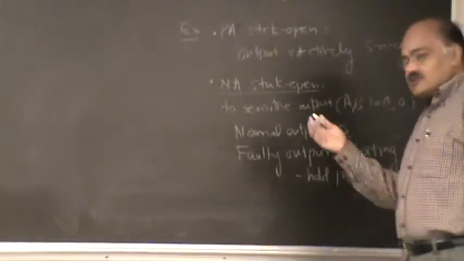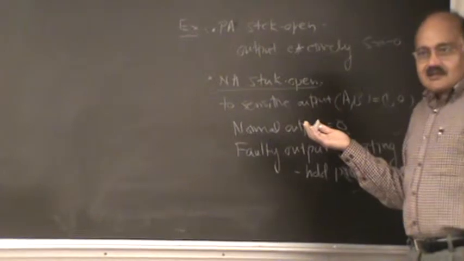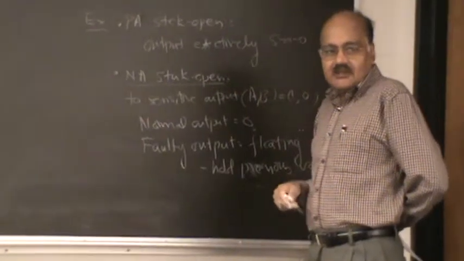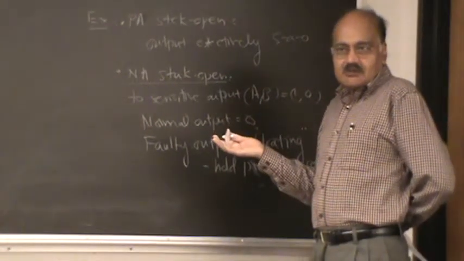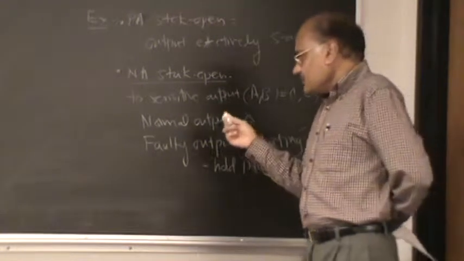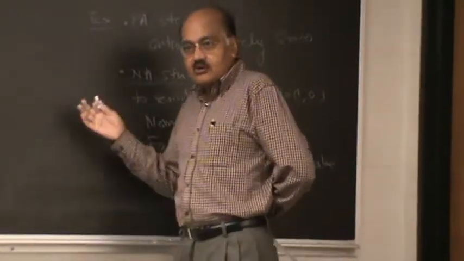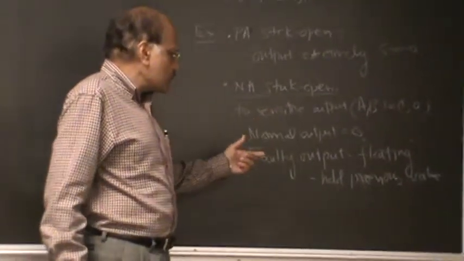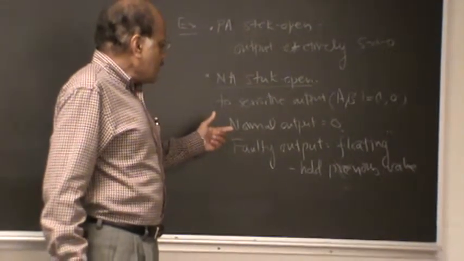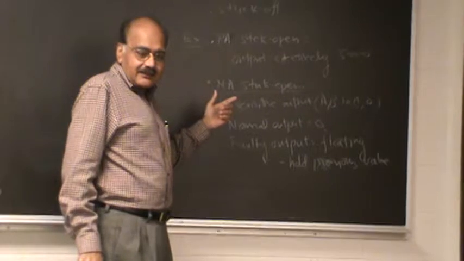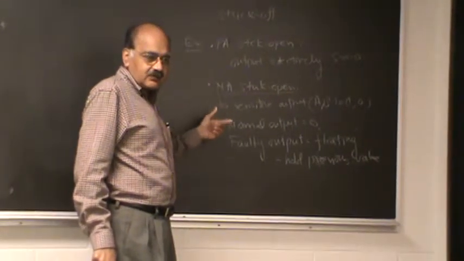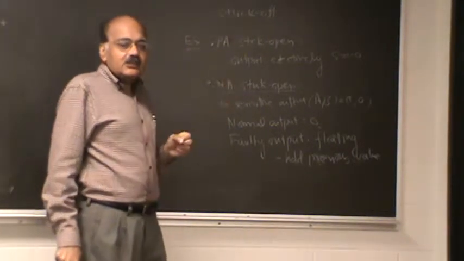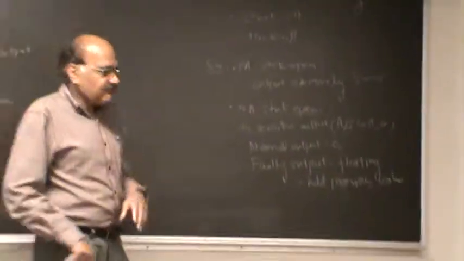Now, let us suppose that the previous value was 0. Then the normal expected value is 0, and because of the previous value, it is still 0. So you will not be able to detect the fault. In this case, what you need to do is apply something before you apply this. So make the normal output equal to the opposite of 1. Then you apply this, and if it is normal, it will go from 1 to 0, otherwise it will stay 1. So this suggests that we need to apply at least a pair of vectors.